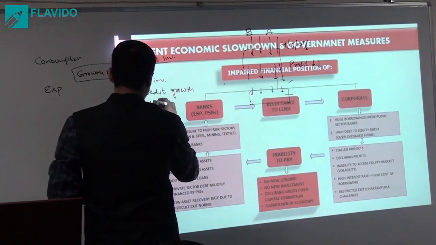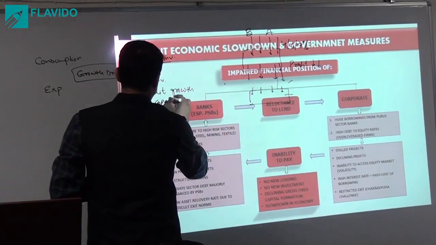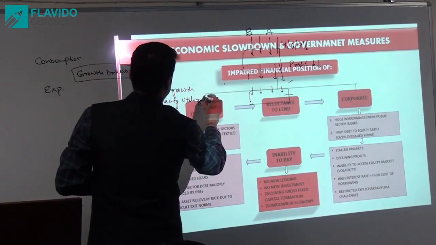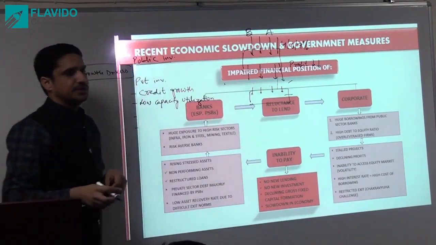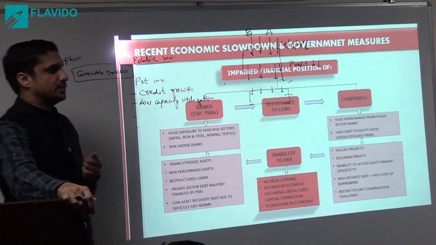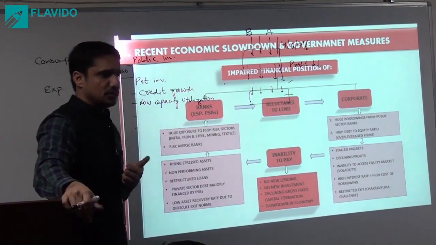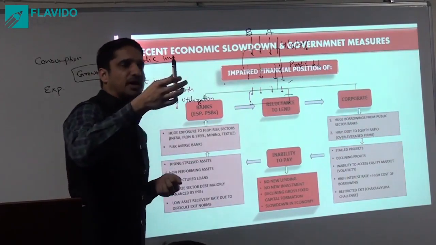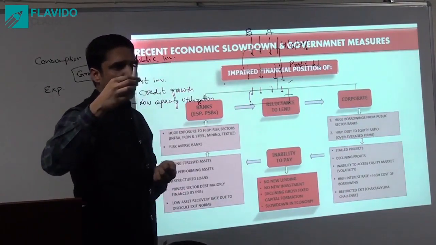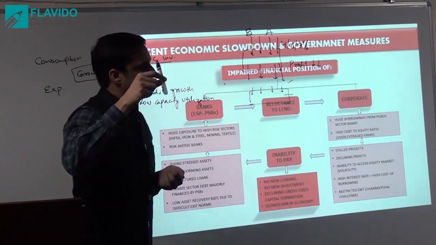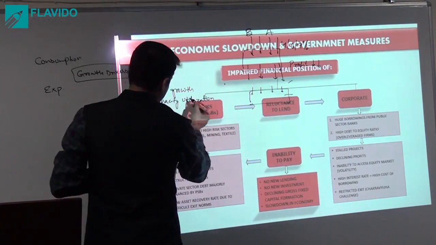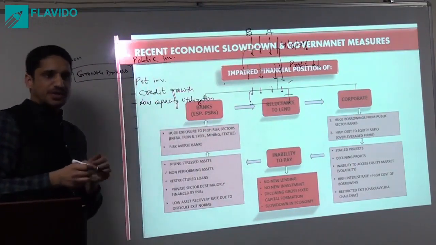Low capacity utilization is there. Whatever the capacity of these private corporates, they are not utilizing it. The reasons are not much demand. Demand ही नहीं है तो produce करके क्या करेंगे? If the demand of this pen is only 100 units, what will this company do after making 500 pens? They will stop doing things. So that is why there is low capacity utilization by the corporates.